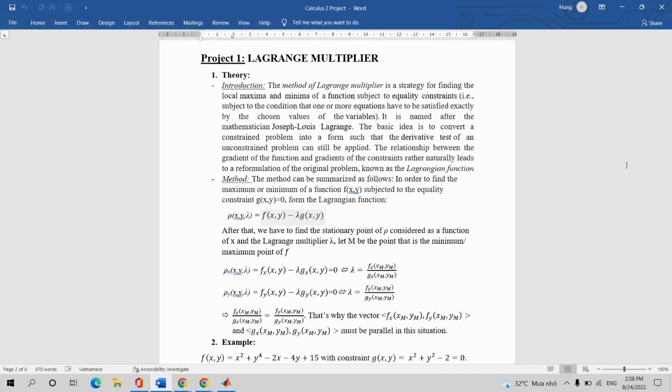The method can be summarized as follows. In order to find the maximum or minimum of a function f(x,y) subject to the equality constraint g(x,y) equal to 0, form the Lagrange function. So we have the first one, P(x,y,lambda) equal to f(x,y) minus lambda g(x,y). After that, we have to find the stationary points of P as a function of x, y and the Lagrange multiplier lambda. Let M be the point that is the maximum point of f.